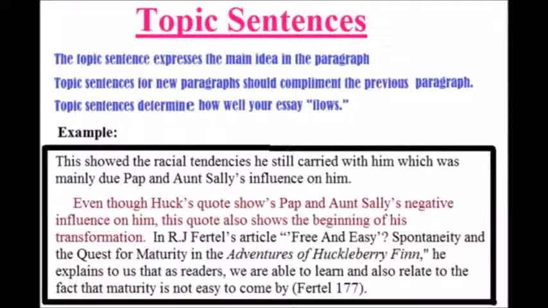It is also important that every paragraph within the body needs to start with the topic sentence. The topic sentence expresses the main idea in the paragraph. Topic sentences for new paragraphs should complement the previous paragraph. They are there to determine how well your essay flows. Here is an example.